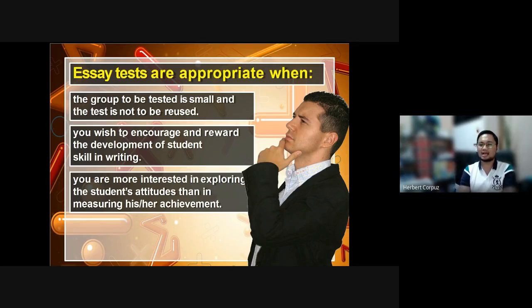so kung ang interesado ko lang ay makita lang yung pag-uugali ng estudyante mo, yung learning attitude ng estudyante mo, then you make use of either essay test or subjective test. So these are the three reasons or three conditions when essay test or subjective test are appropriate for your learners.